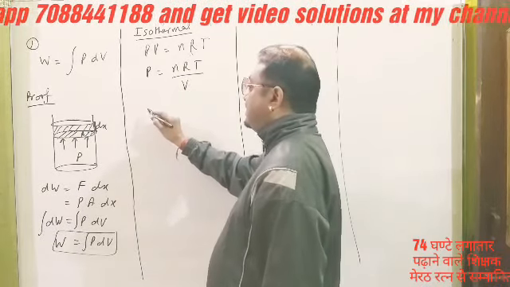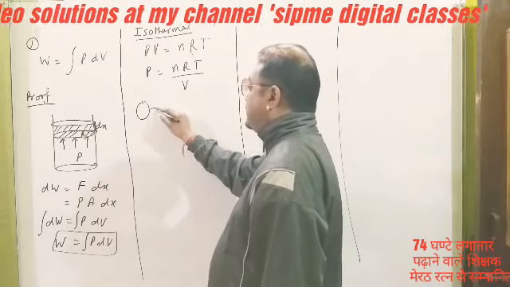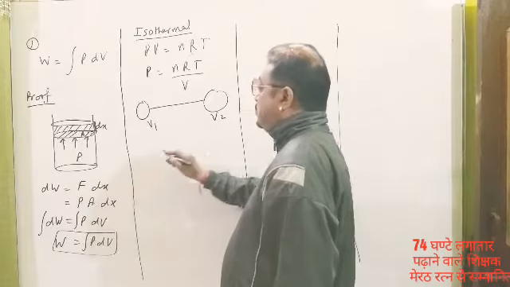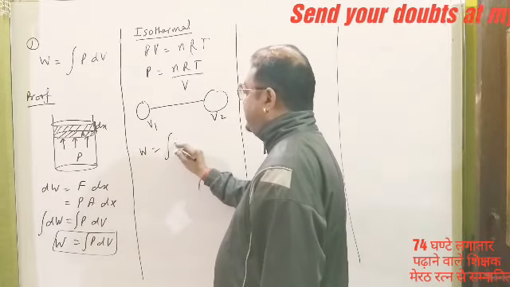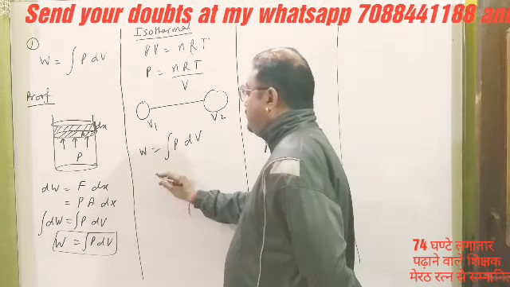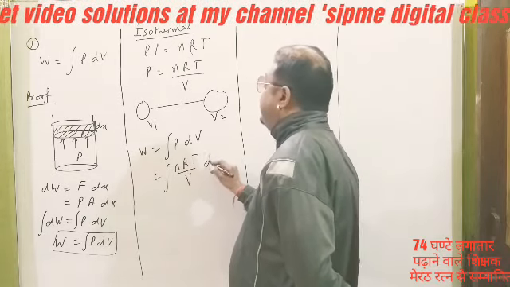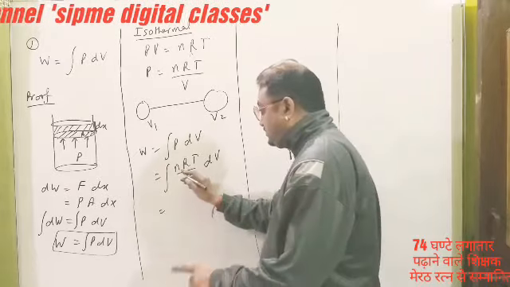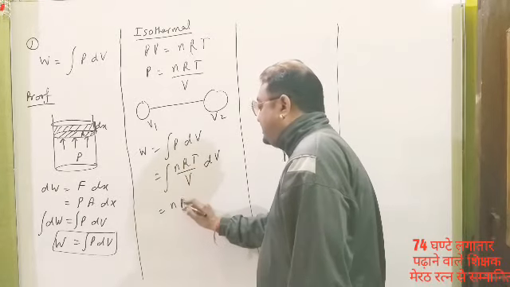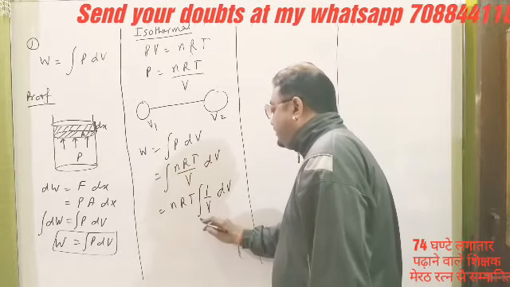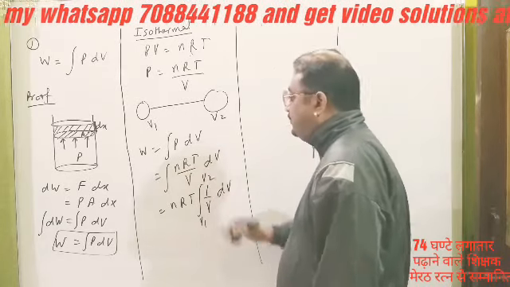Now we have to find the work done in an isothermal process in which the volume increases from V1 to V2. So work done is going to be integral P dV. Instead of P, I write nRT upon V, dV. Because these are constant, nRT can be taken out. Integral 1 upon V dV. Limit of integration will be from V1 to V2.